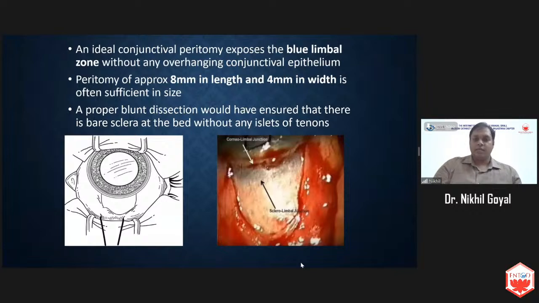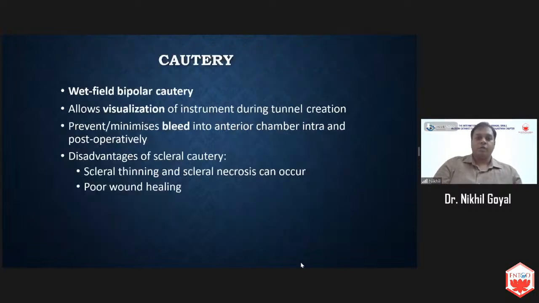There are no islands of Tenon's left anywhere. The sclera is clearly visible, and the conjunctival epithelium should not be overlying the incision area. You should also have a good exposure of the blue limbal zone. After this, we perform a cautery. We use wet field bipolar cautery for this.